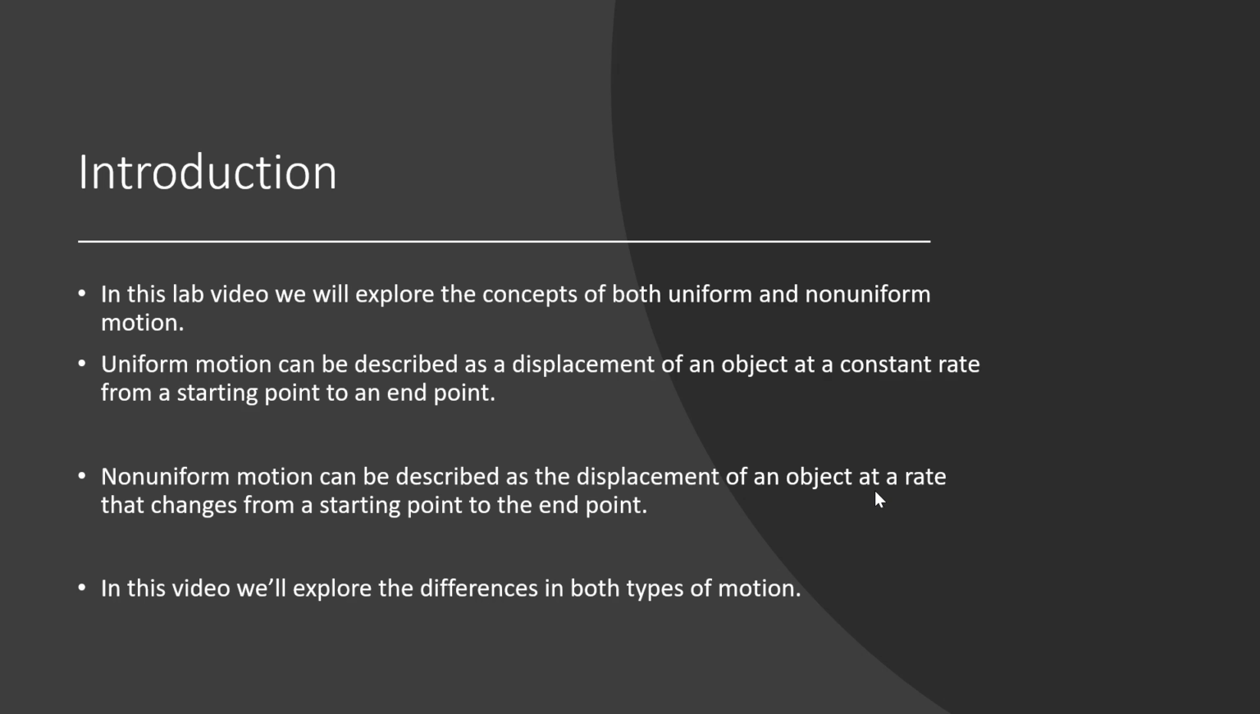So in this lab video, we're going to explore the concepts of both uniform and non-uniform motion. Uniform motion can be described as a displacement of an object at a constant rate from a starting point to an endpoint. Non-uniform motion can be described as the displacement of an object at a rate that changes from a starting point to the endpoint. In this video, we're going to explore the differences between both types of motions.